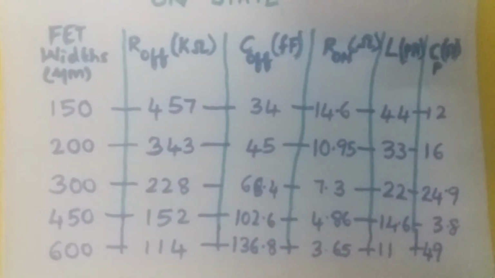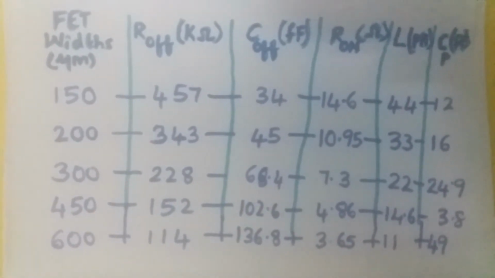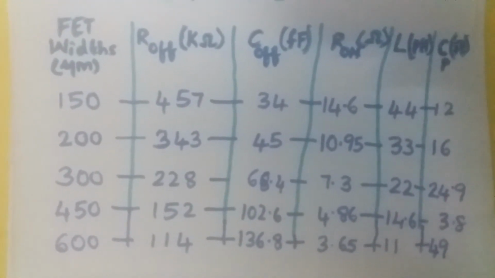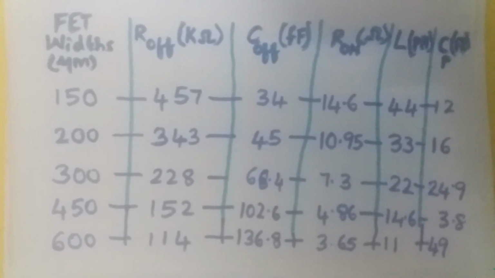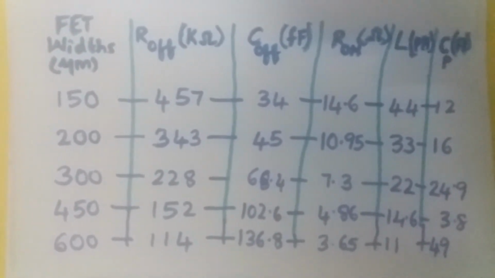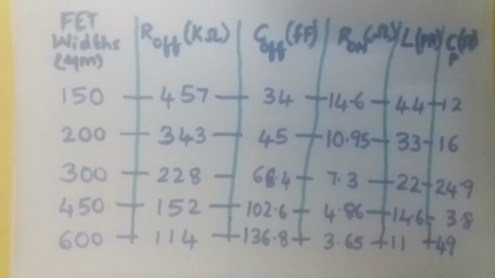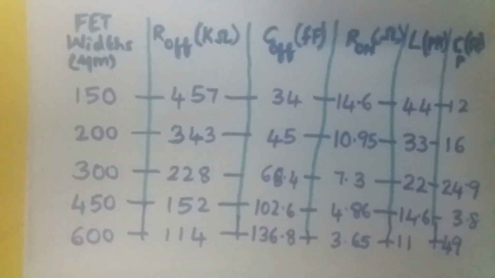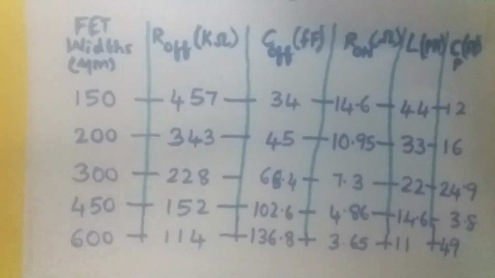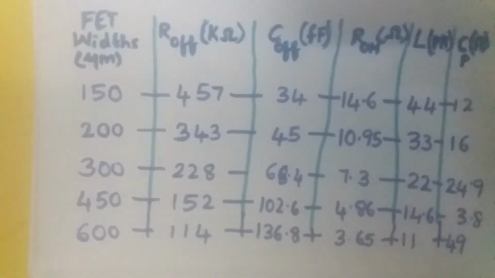Okay. And in the next session, we'll have a look at how we calculate the insertion loss and the isolation with respect to each FET width. And we'll also discuss how we are choosing the configuration, how we are cascading series and shunt sections to achieve the performance.